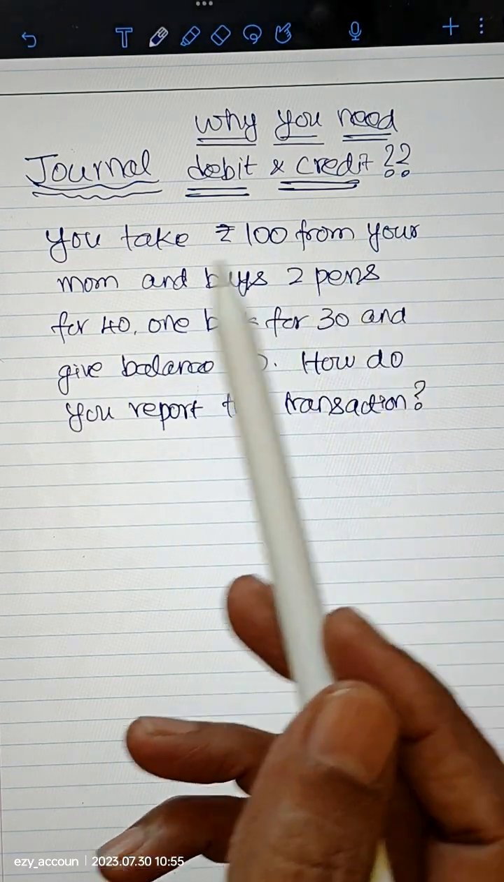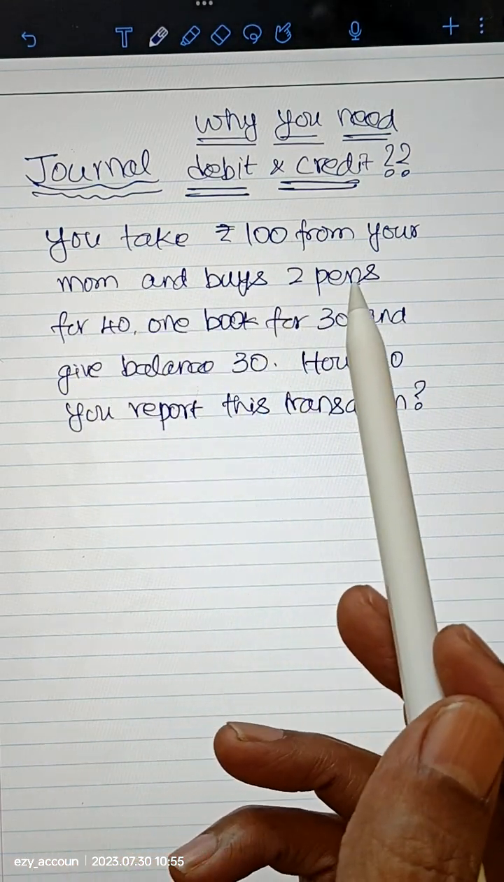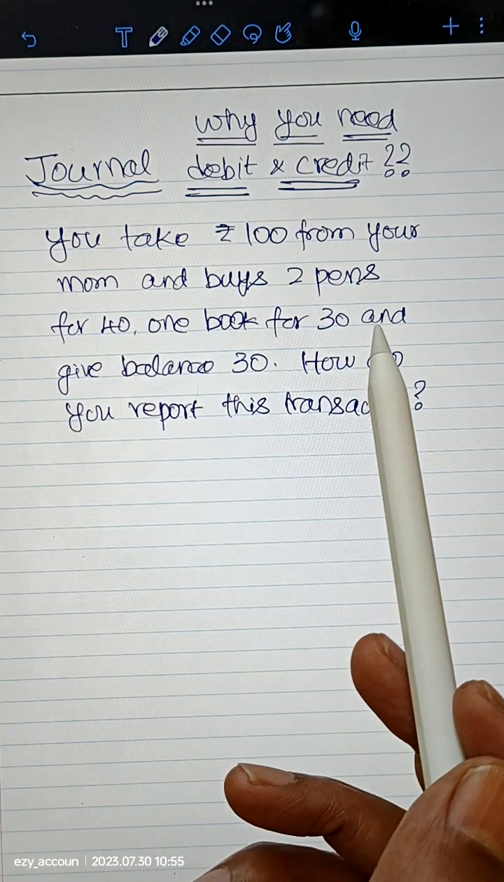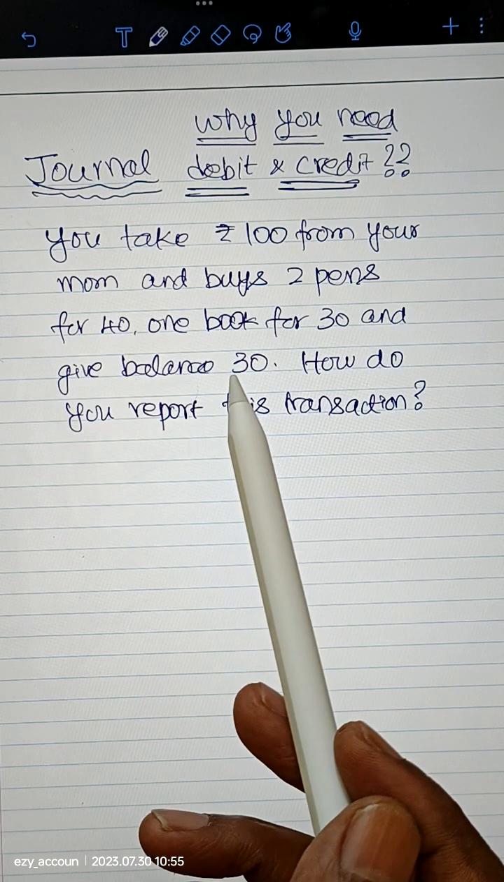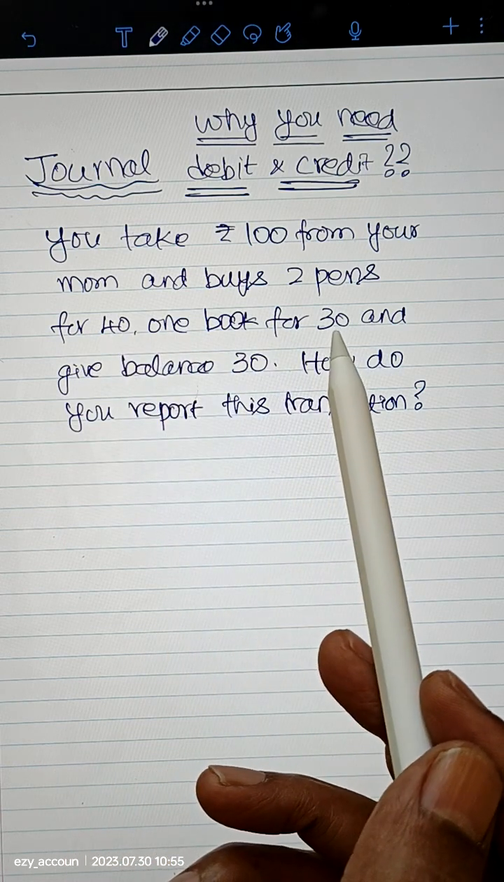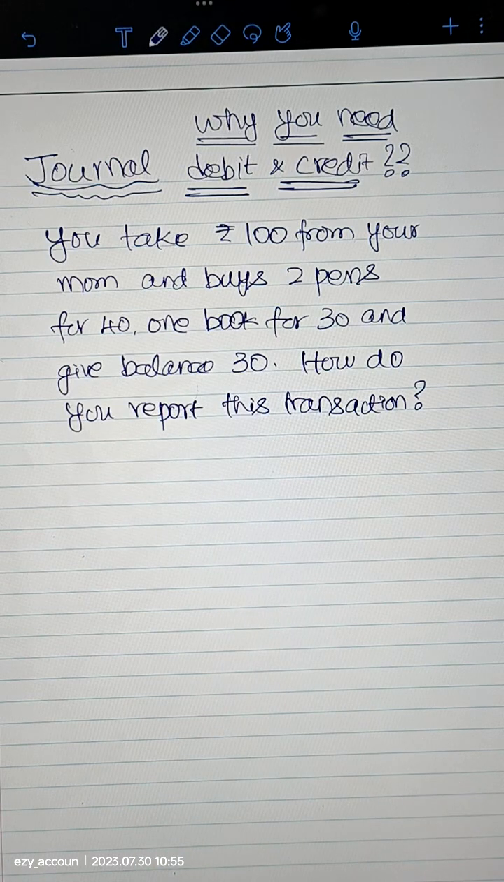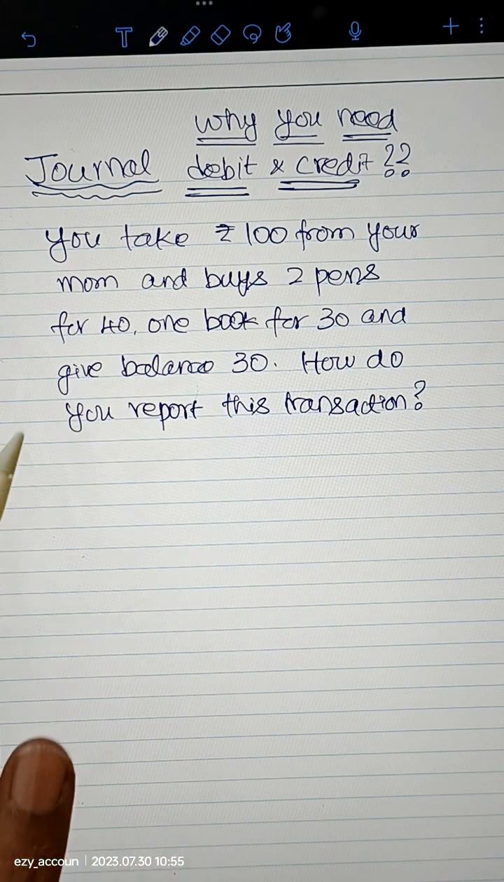You take 100 rupees from your mom and buy two pens for 40 rupees, one book for 30, and give the balance 30 rupees back. Because 40 plus 30 you spent, and you give the balance back to your mother, 30 rupees. How do you report this transaction? So this is the question.